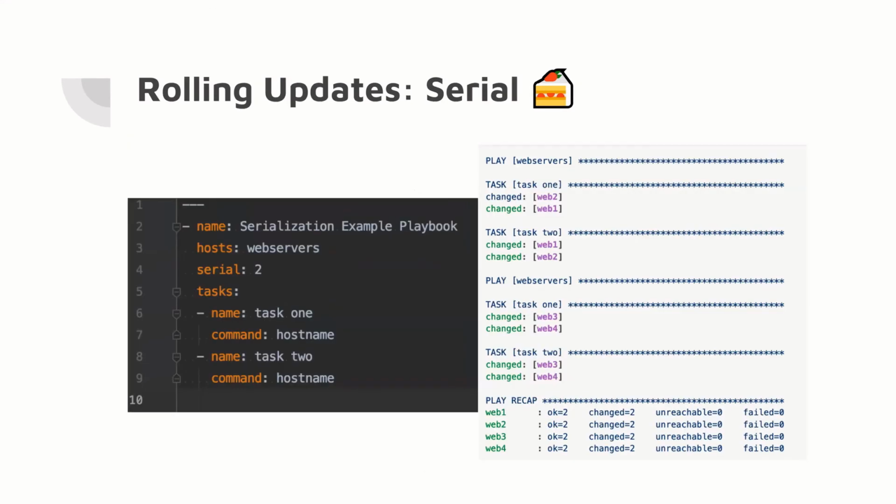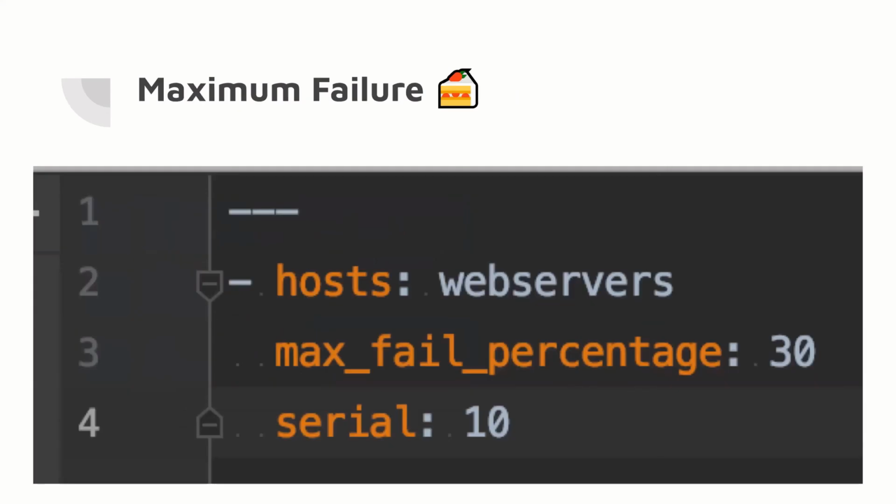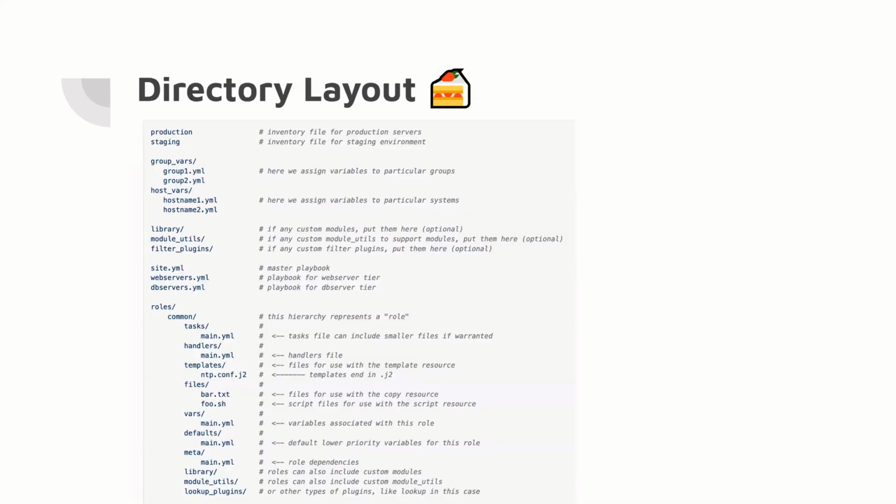You can also roll your updates, where updates will be faster if you have groups. So you can group your hosts together and run the updates. You can also have maximum failure, where you can have a failure tolerance. So if something is flaky and you can sustain a failure of a few systems, you can actually set that. The directory layout documentation is all in the Ansible docs.